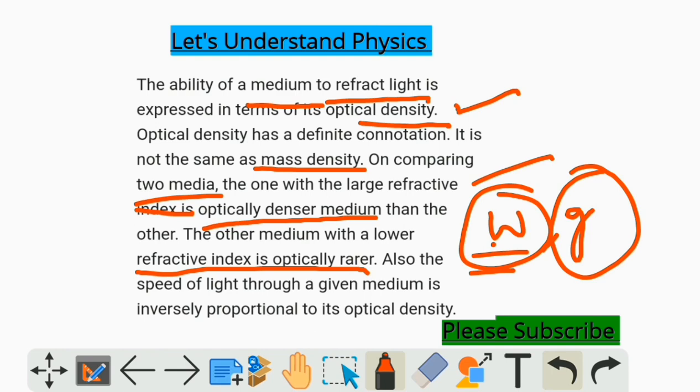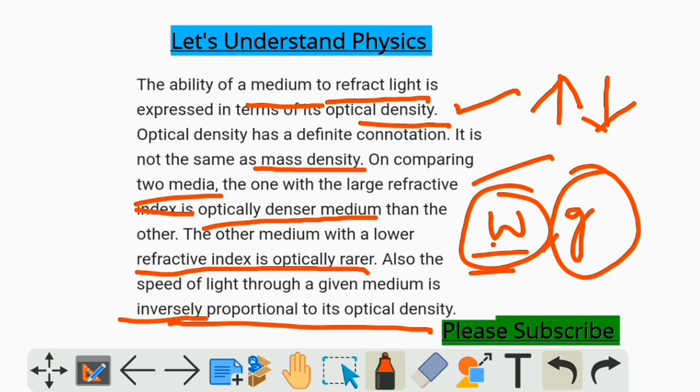Also, the speed of light through a given medium is inversely proportional to its optical density. That means if optical density is more, then the speed will be less. It is inversely proportional. That is what they have given. Understood? Now let's see the questions and we will see what answers we have to write for them.